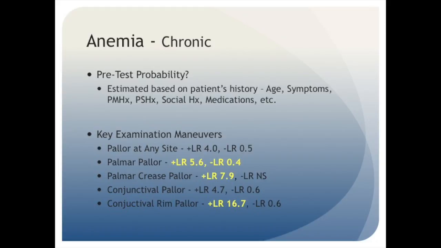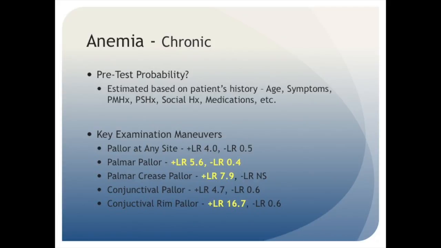So to be clear from the outset, the studies that were referenced for this video dealt with chronic anemia, so they excluded things like acute blood loss and hemolytic anemia as causes. So we start here by estimating our pretest probability, which is our best guess as to whether or not this patient has chronic anemia, based on aspects of their history, like age, presenting symptoms, past medical history, medications, etc. Then we start using key physical examination maneuvers to test our hypothesis.